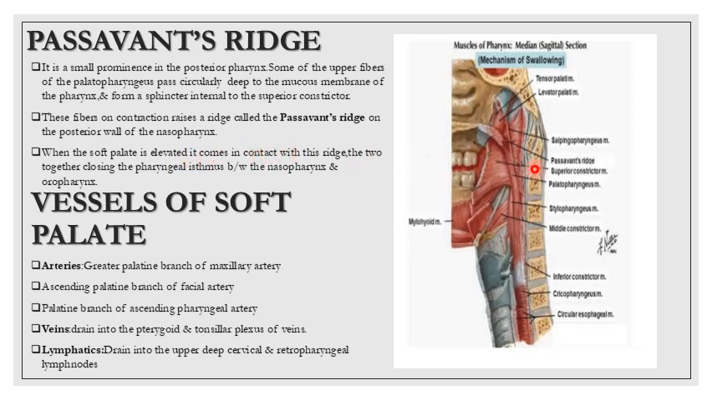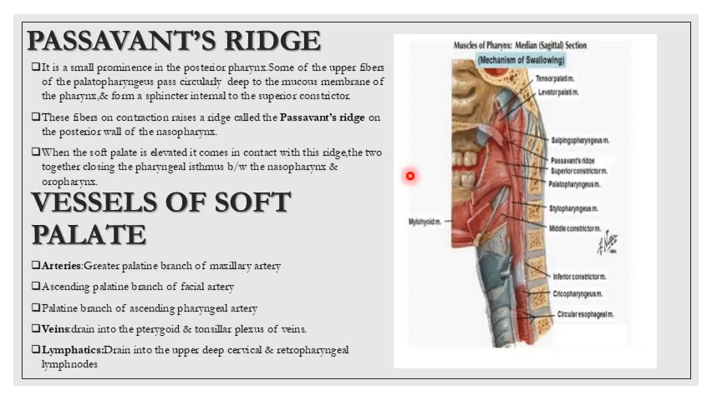Now look at this diagram. Here the superior constrictor muscle is elevated and you can see the Passavant's ridge. Now the role of the Passavant's ridge is during swallowing. When the soft palate is elevated, it comes in contact with this ridge, the two together closing the pharyngeal isthmus between the nasopharynx and oropharynx.